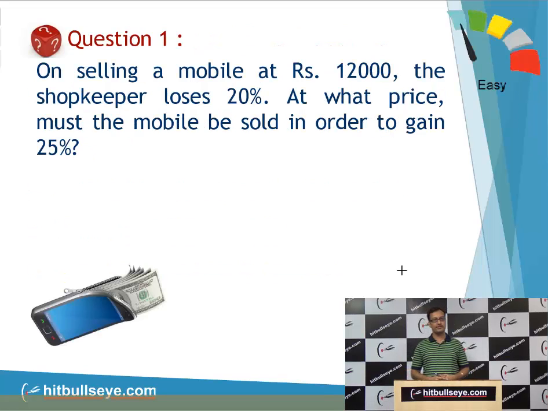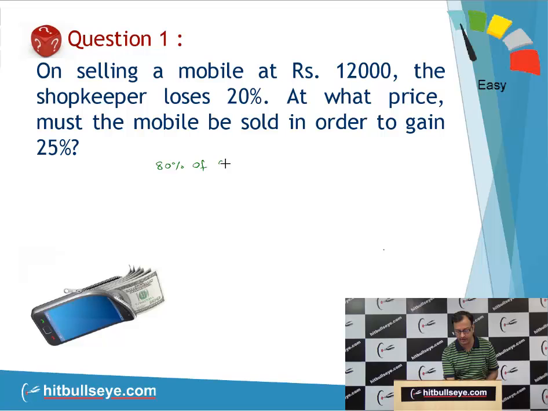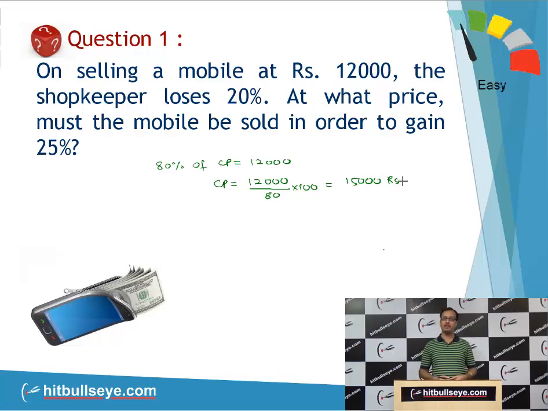So students, let us start with question number 1, which says, on selling a mobile at rupees 12,000, the shopkeeper loses 20%. Now, can we say if the shopkeeper is losing 20%, he is getting 80% of the value? So which means, can we write 80% of cost price must be equal to the given value 12,000, which means the cost price must be equal to 12,000 upon 80%, which on solving comes out to be 15,000 rupees. So this means the cost price of the mobile is 15,000 rupees.